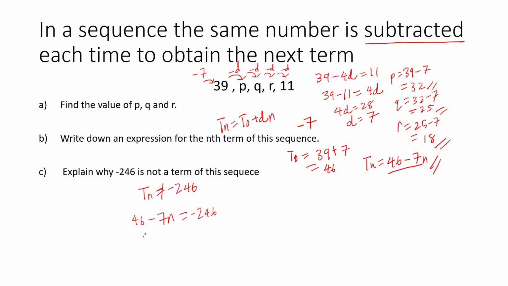Then 46 plus 246 is equal to 7n. 7n will be equal to 246 plus 46, which will give me 292. So n will be equal to 292 over 7. Does it give me a whole number? No, it doesn't. It just gives me 41 and 5 over 7.